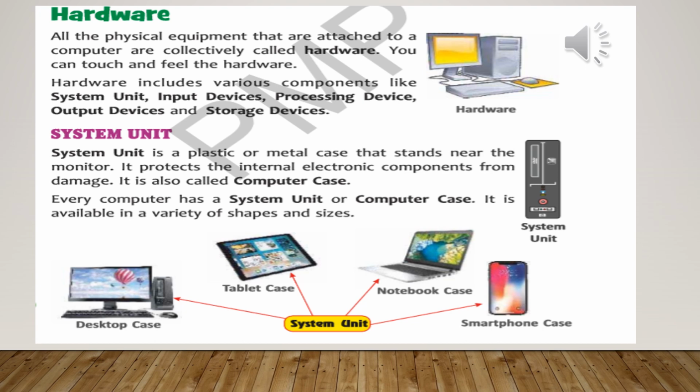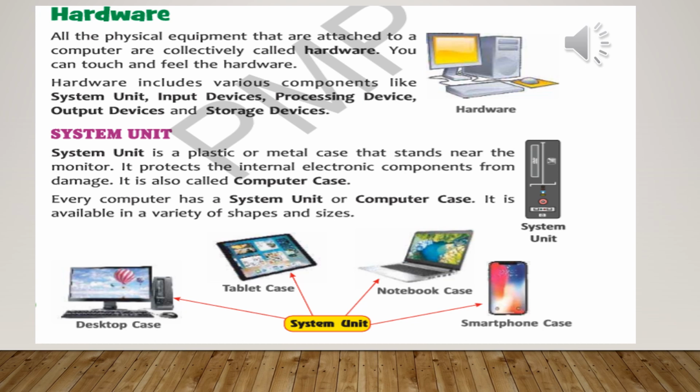Let's begin with the hardware. The part of computer that we can touch and see is called the computer hardware. For example, monitor, CPU, mouse, keyboard, printer, speakers, all are the parts of computer that you can touch and see them. Hardware has many different types. So first I am going to discuss the system unit.